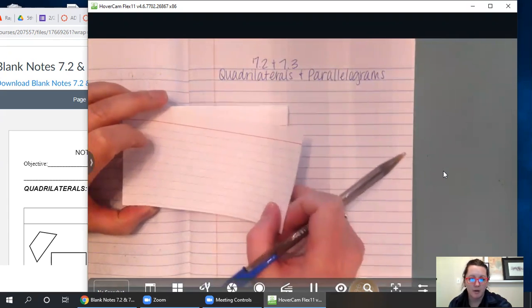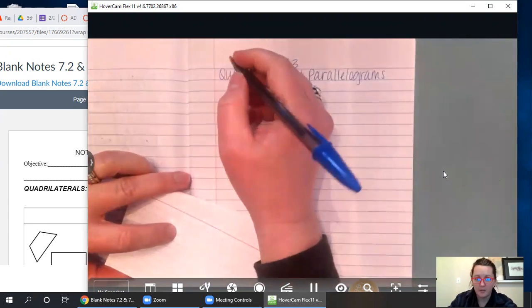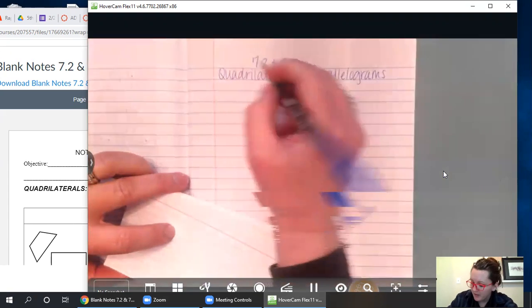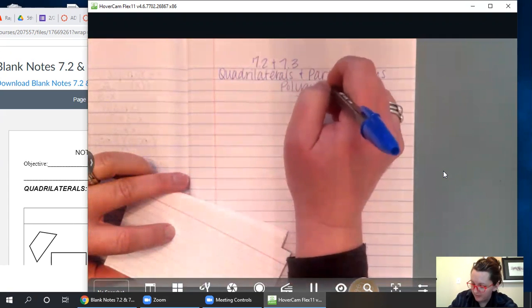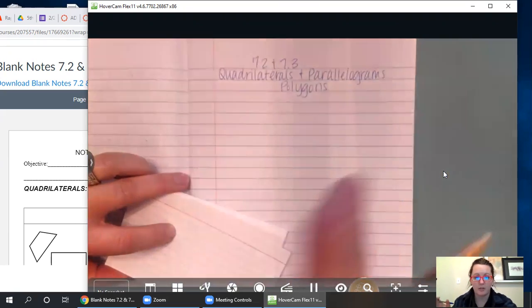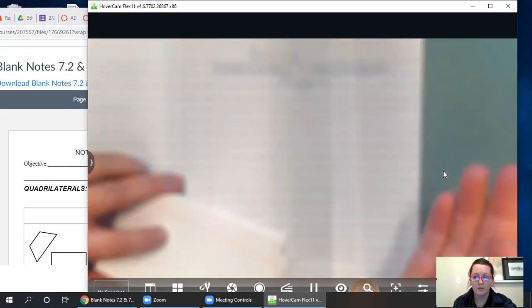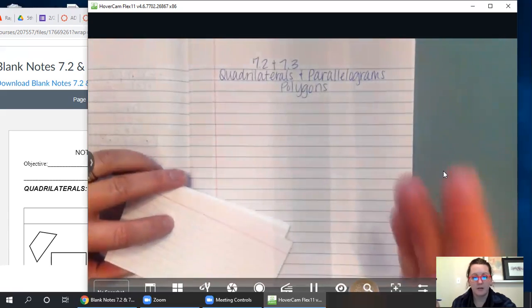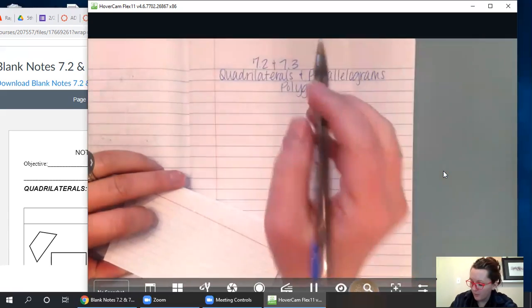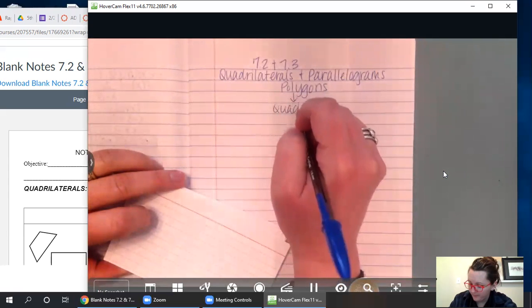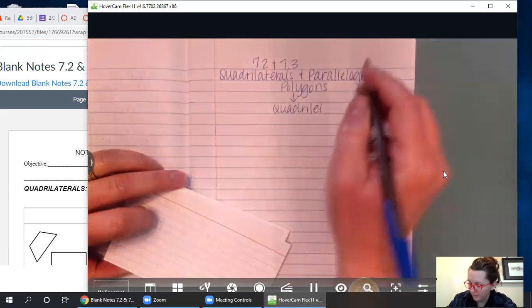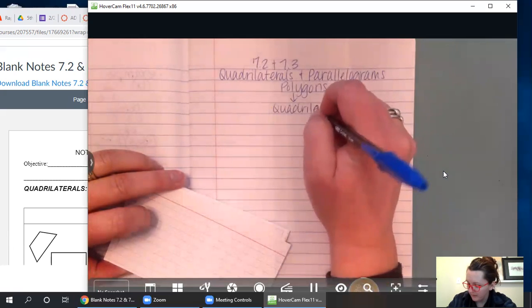So last time we talked about polygons. Remember, polygons were many-sided figures. Polygons are going to break apart into different types of figures. You know, we talked about quadrilaterals, triangles, pentagons, hexagons, heptagons, all of those things. One specific type of polygon is a quadrilateral. Now I know you've heard this word before, quadrilateral.